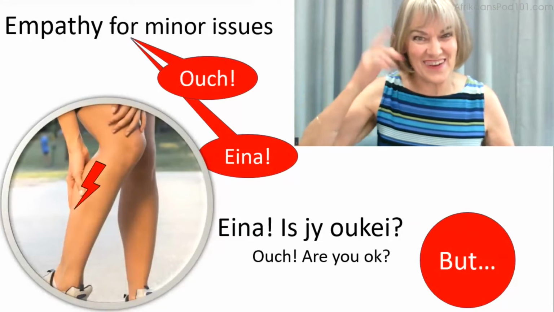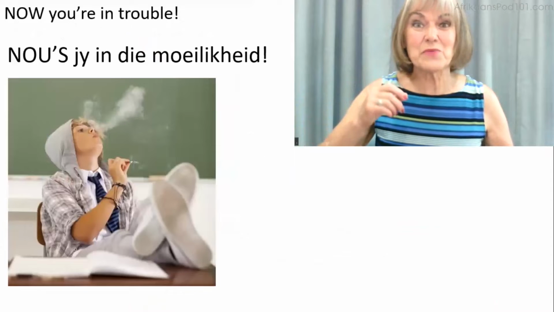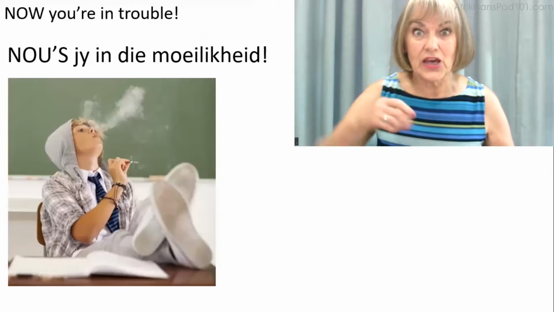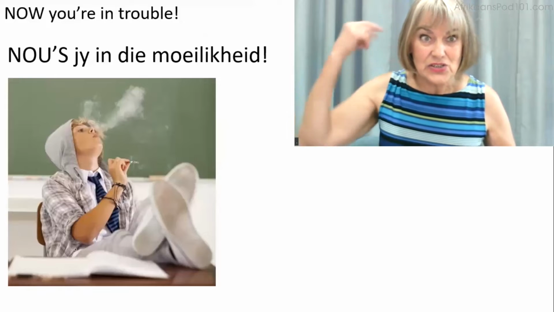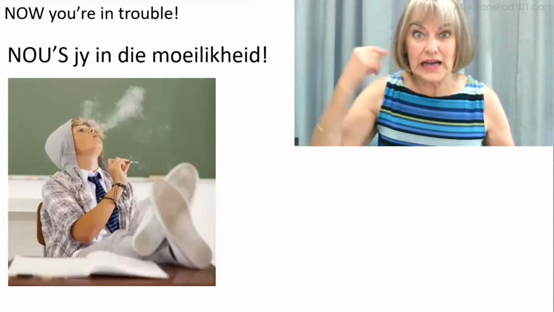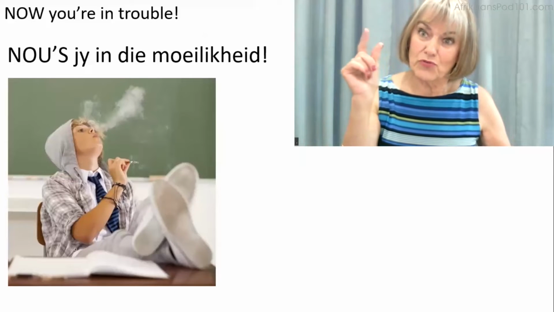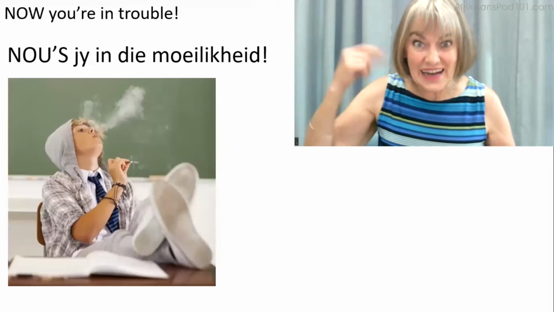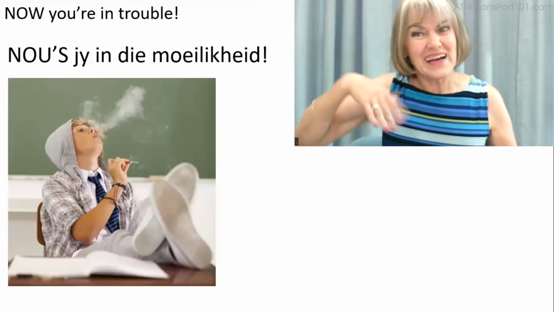Right, let's do the next one, because the next one is close to this, but not the same, so watch out. If somebody is caught red-handed in something he or she should not be doing, you do like this. Now you're in trouble. Nou jy in die moeilikheid. So you slap your first two fingers together like this. Nou jy in die moeilikheid. That's different from the previous one.